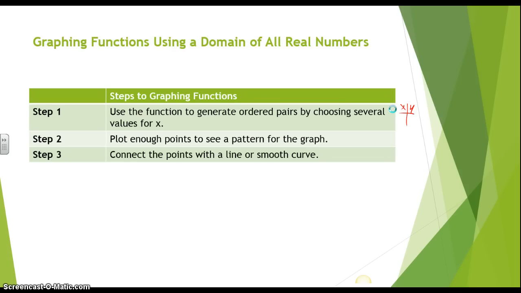Step 2, we then would plot the points that we get from our table. We would plot the points in a pattern for the graph. And then step 3, we're going to connect the points by a line or smooth curve. So these are the steps we'll follow. So let's go and start some examples here.